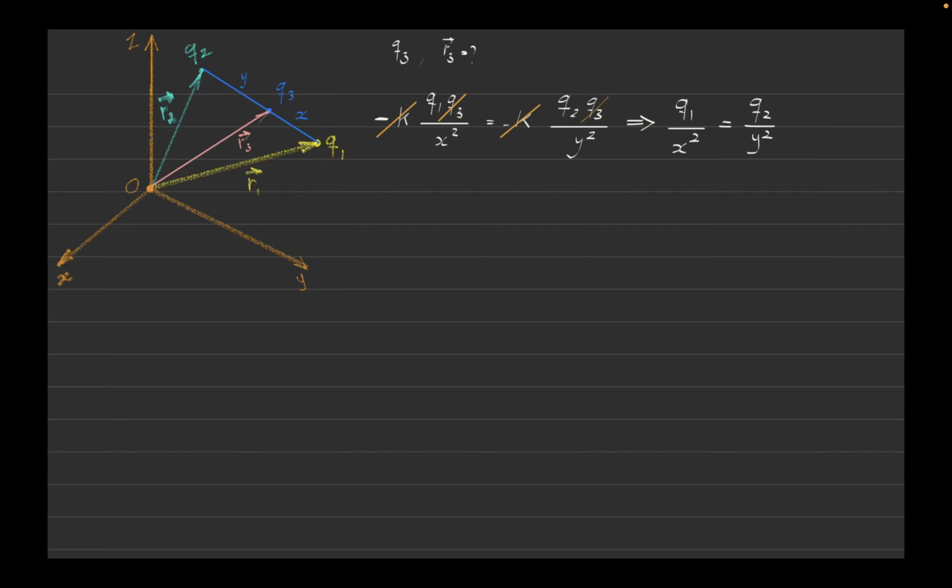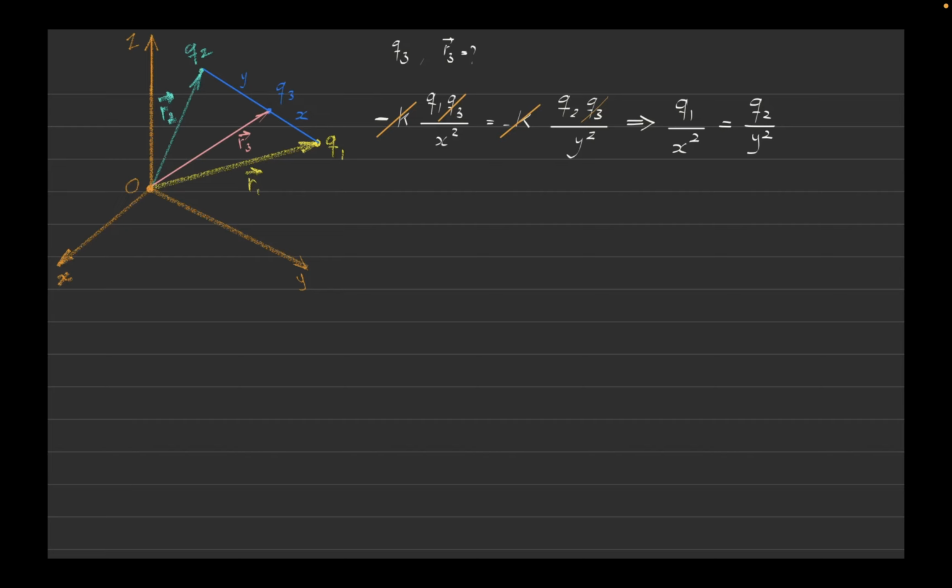But let us try to understand this problem. So how many unknowns do you have in this equation? You see Q1 and Q2 are given in the problem. X and Y are two unknowns, but these are not independent because you can see that X plus Y in this picture is the distance between Q1 and Q2.